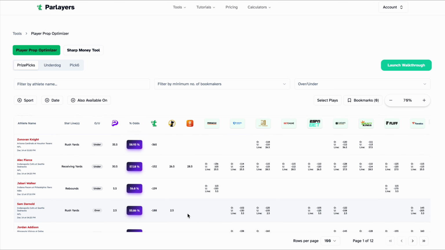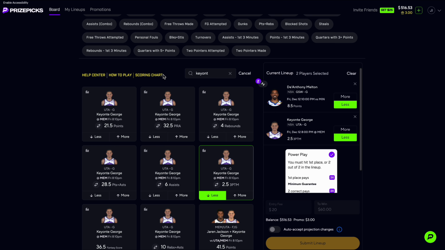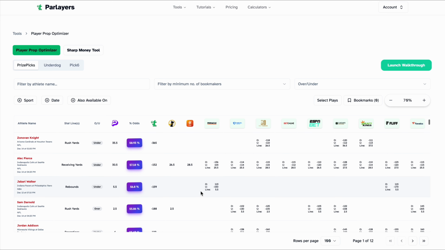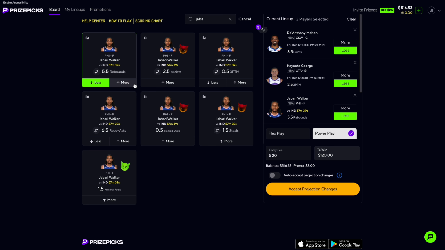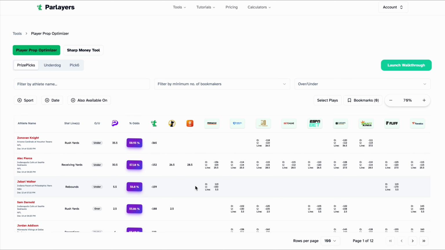Jabari Walker from this Philly game looks like a great play to take. Look at this, guys. Minus 159. He's a 56.8% odds to hit. He's not offered on other platforms, so this is going to be a lot for us here. I'm very intrigued in this play, and I think that's just going to round off our slip. Purple play off the optimizer, not offered anywhere else, and he's a minus 159 consensus favorite on his under.